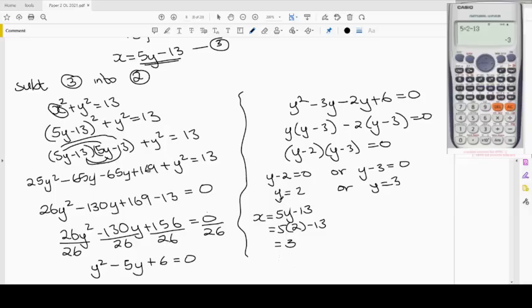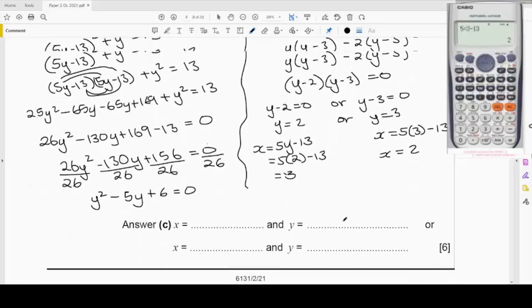So my first pair, remember these are a pair. x is negative 3, y is 2. And then the second one, x is equal to 5 times 3 minus 13. This is positive 2. Sorry, this should be negative. Let's just confirm that. So this was 5 times 2 minus 13. Yeah, this should be a negative 3. Then the other one, 5 times 3 minus 13. So just be wary of small mistakes like that, because they could end up costing you quite a bit. So here x is equal to 2.